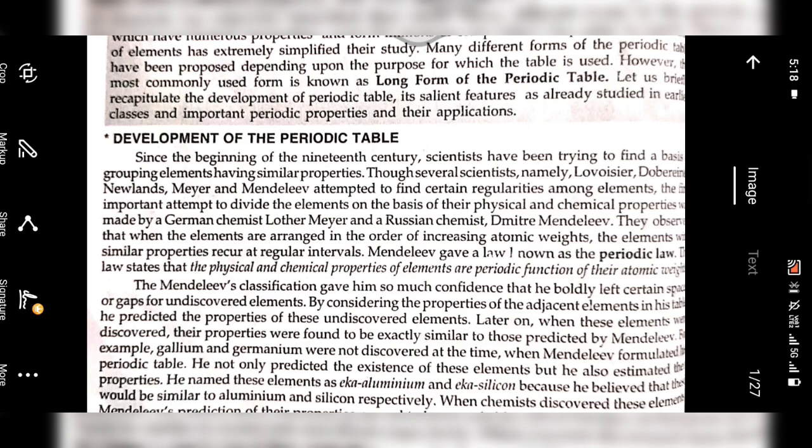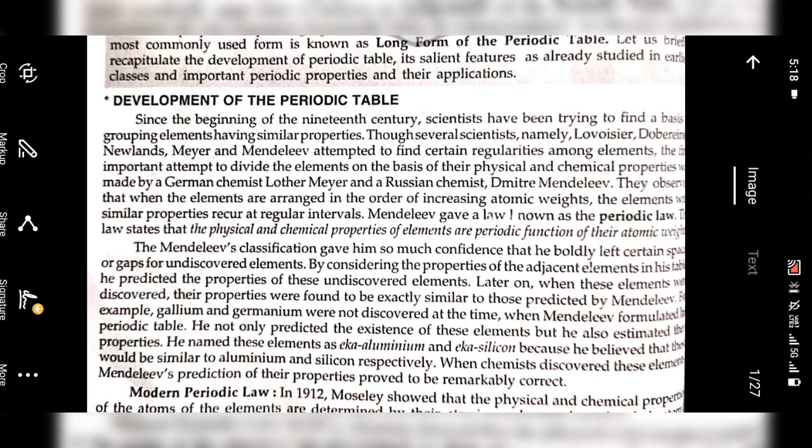They observed that when the elements are arranged in the order of increasing atomic weights, the elements with similar properties recur at regular intervals. Mendeleev gave a law known as the periodic law. The law states that the physical and the chemical properties of elements are a periodic function of their atomic weights.